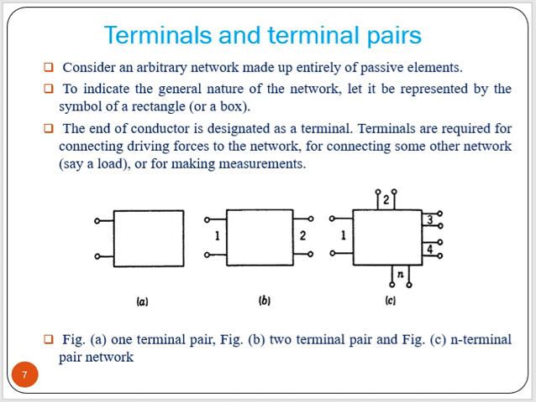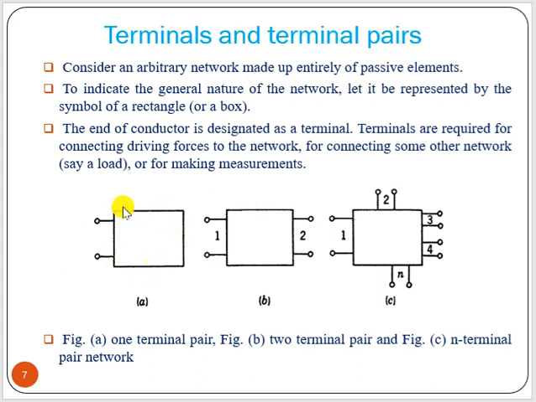Now let me tell you about terminals and terminal pairs. Now consider an arbitrary network made up entirely of passive elements. To indicate the general nature of the network, let it be represented by a symbol or a box. So this is a box. Now we can take two wires, so that we can connect a voltage source or current source here, that is the driving source, and we can find out some response inside the box.